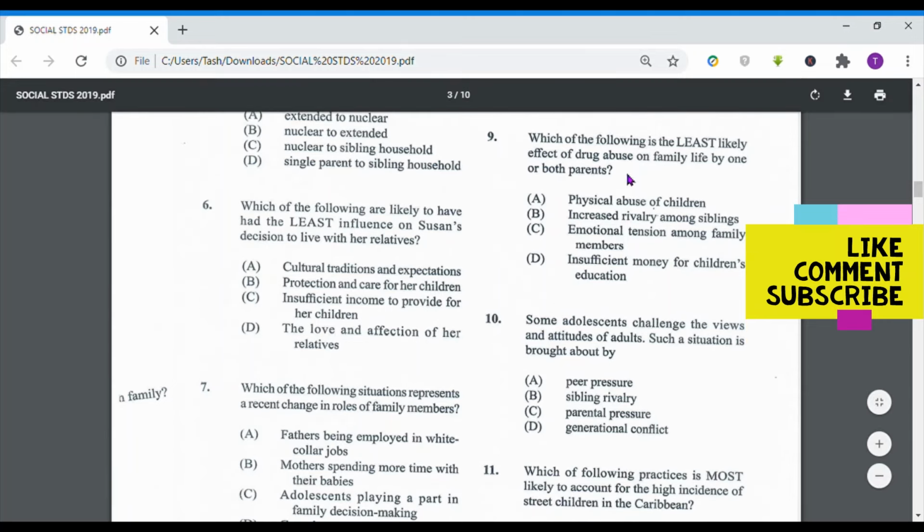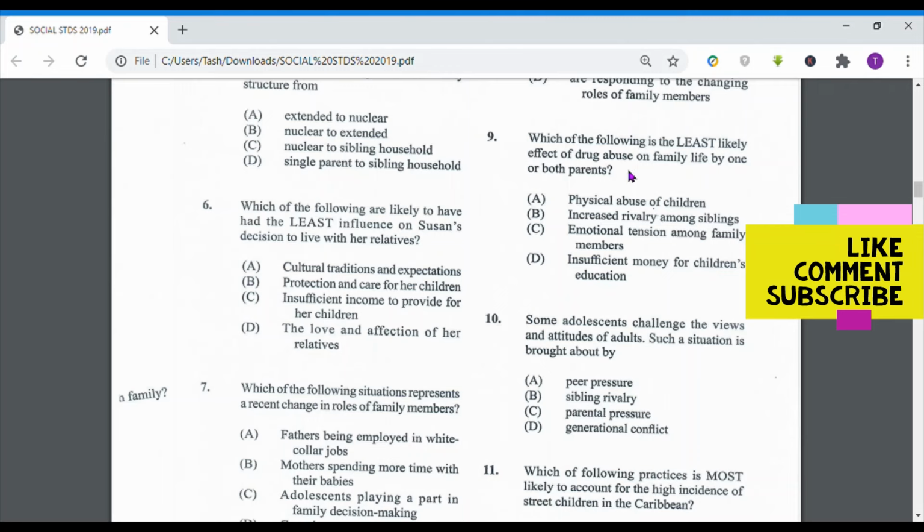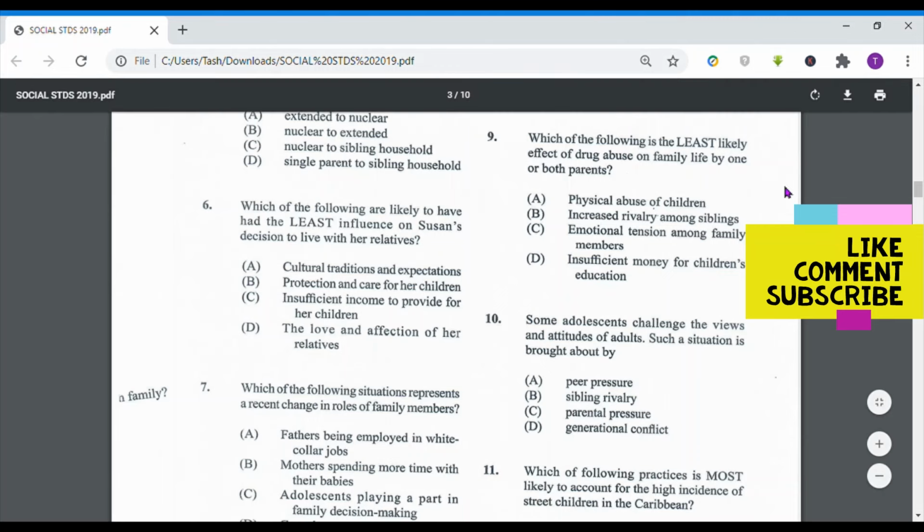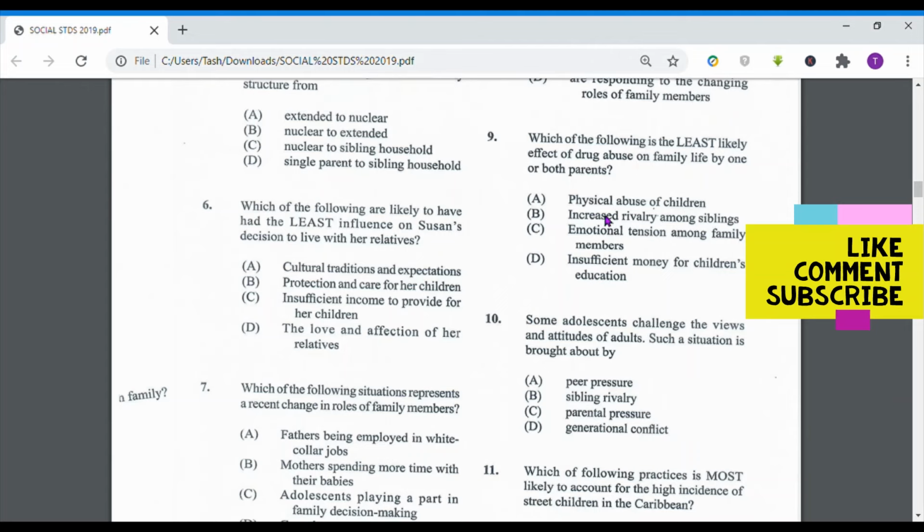Which of the following is the least likely effect of drug abuse on family life by one or both parents? So we saw this question already on the 2017 Social Studies past paper. If you have not watched that video yet, I will leave a link for it at the top section of the page so you can click on that. The options are physical abuse of children, increased rivalry among siblings, emotional tension among family members, insufficient money for children's education. So your answer here would have been increased rivalry among siblings.